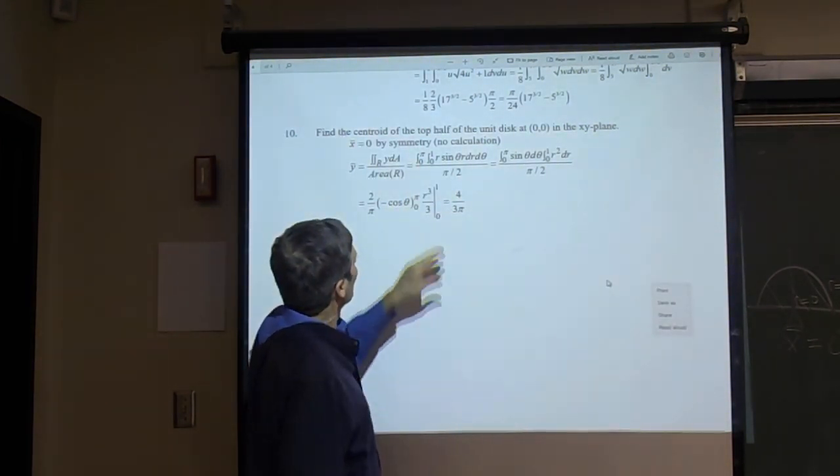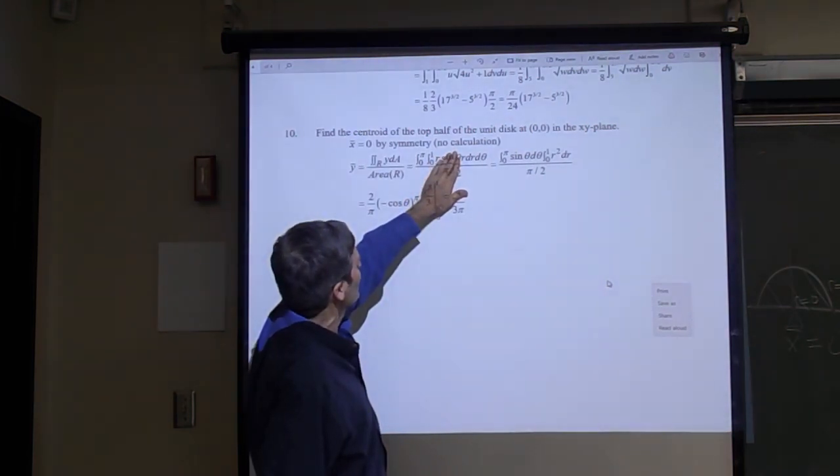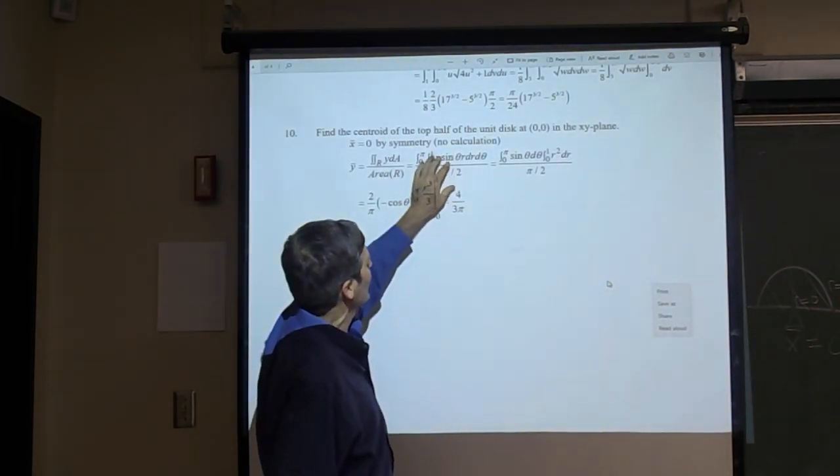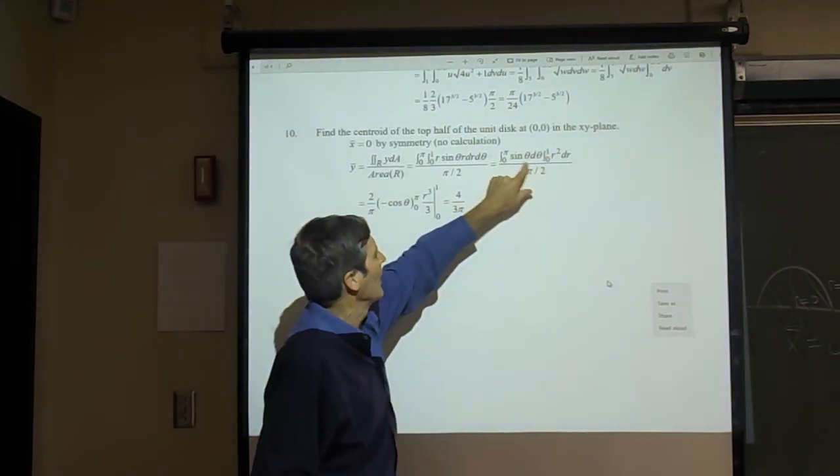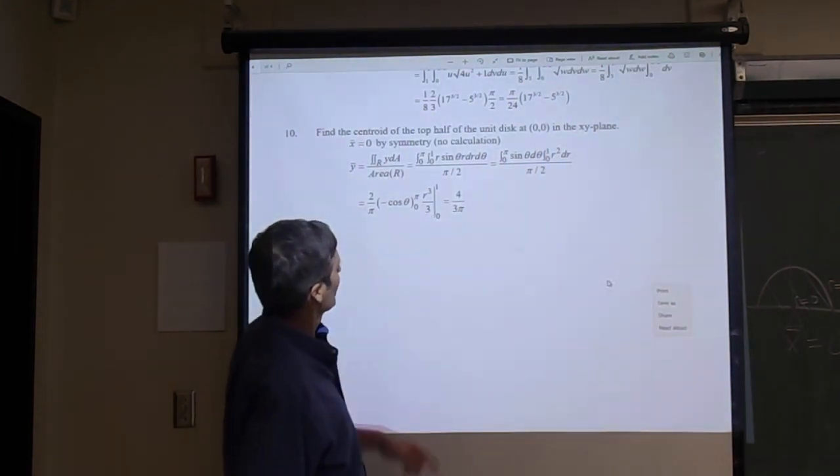And then you're left with the integral of r squared dr from 0 to 1. Well, that's a constant. Since it's evaluating at constant endpoints, you can pull it out. And when you compute those, you get 4 over 3 pi.